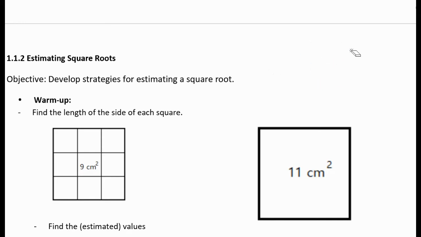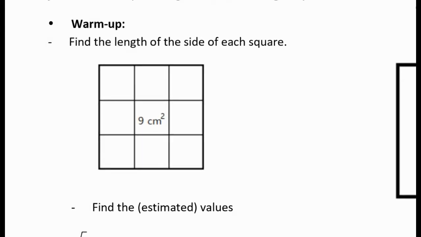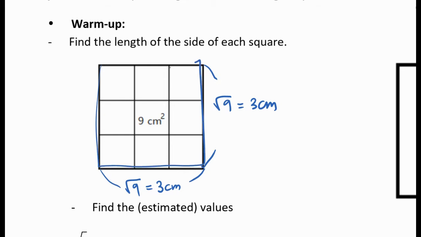Okay, look at this. We have a square with the area of 9 square centimeters. Then what's the side length? So simply take the square root of it. The square root of 9 is 3 centimeters. So the side length of this square is 3 centimeters.